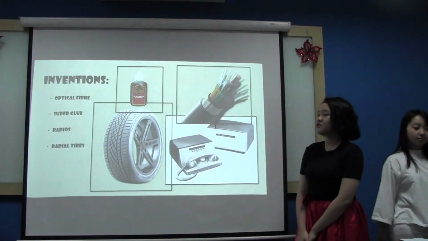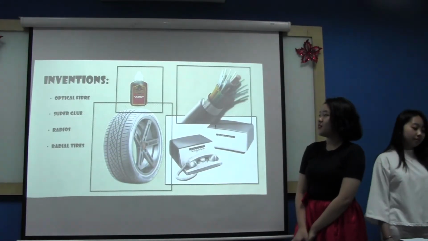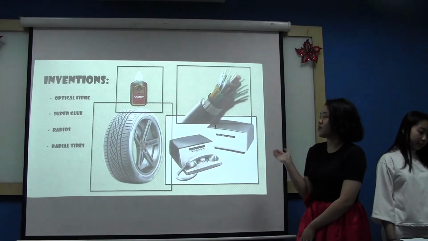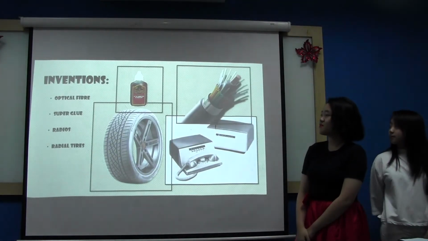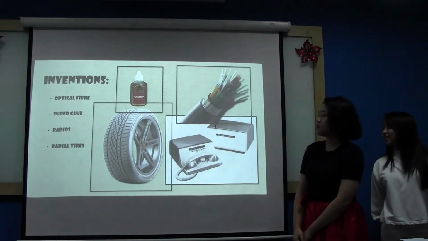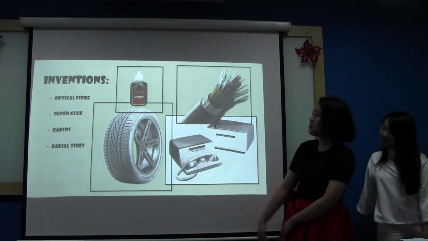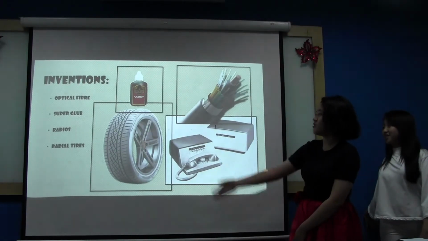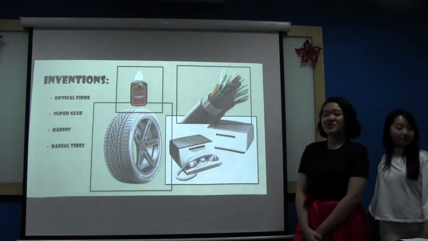Here are the inventions which were made at that time. First one is optical fiber, which is basically in cables. And then we have super glue, radios, and radial tires. Super glue was invented then. It does look like this. It's different.